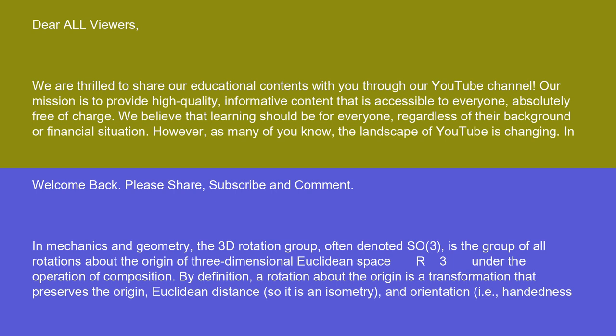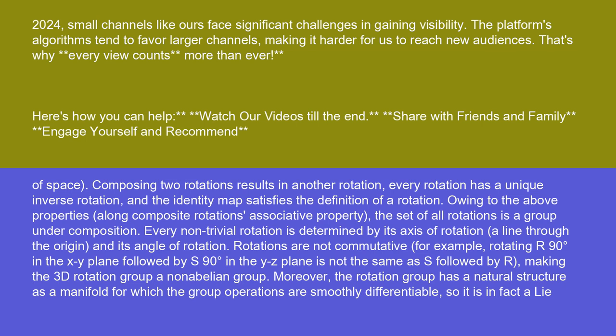In mechanics and geometry, the 3D rotation group, often denoted SO(3), is the group of all rotations about the origin of three-dimensional Euclidean space, R3, under the operation of composition. By definition, a rotation about the origin is a transformation that preserves the origin and Euclidean distance, so it is an isometry, and it preserves orientation, i.e. handedness, of space.